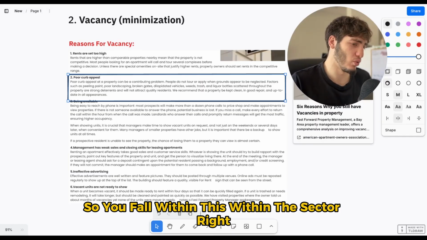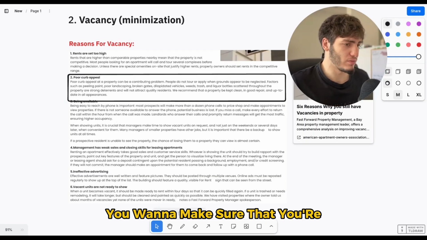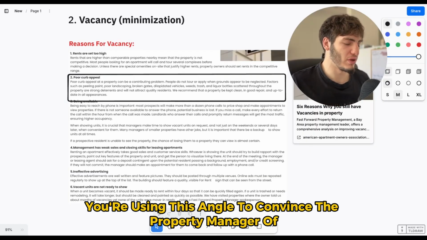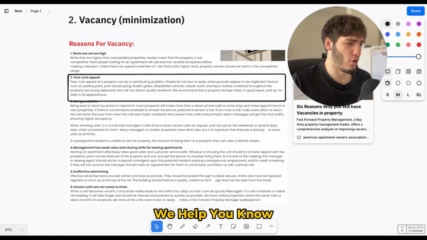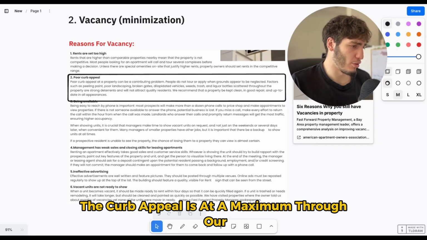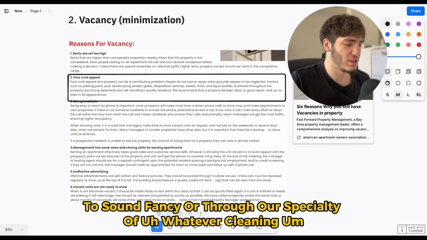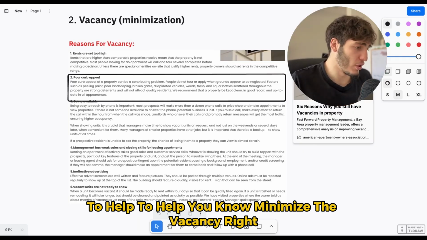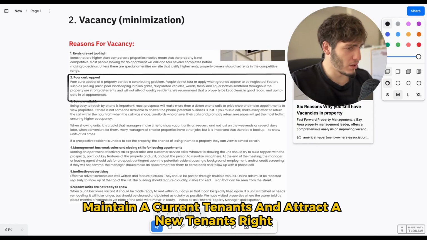So you fall within this sector, right? And this is another point you can make. You want to make sure that you're using this angle to convince the property manager of the value you bring. So we help facilities minimize and keep vacancy at all-time lows by ensuring that the curb appeal is at a maximum through whatever mechanism you have, maybe a special mechanism you've got to sound fancy, or through our specialty of whatever cleaning to help minimize the vacancy, right, and maintain current tenants and attract new tenants.